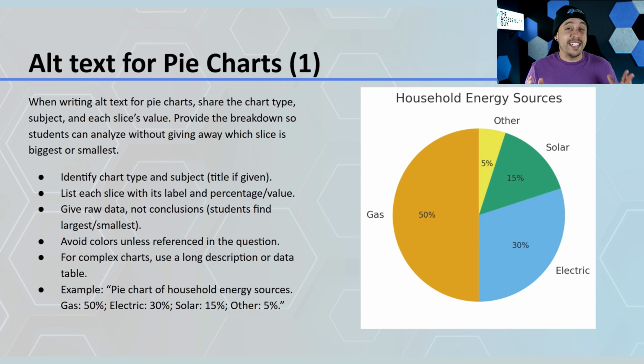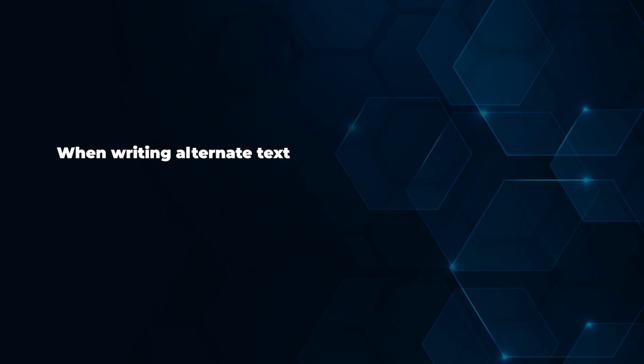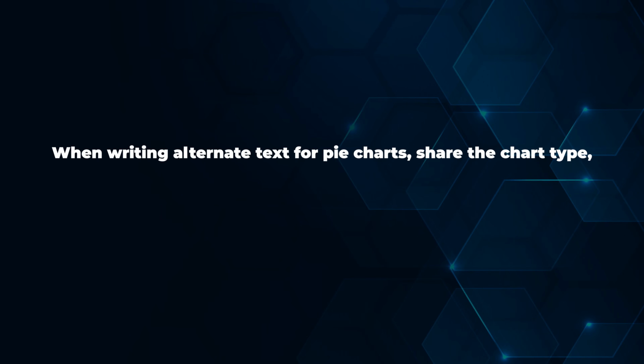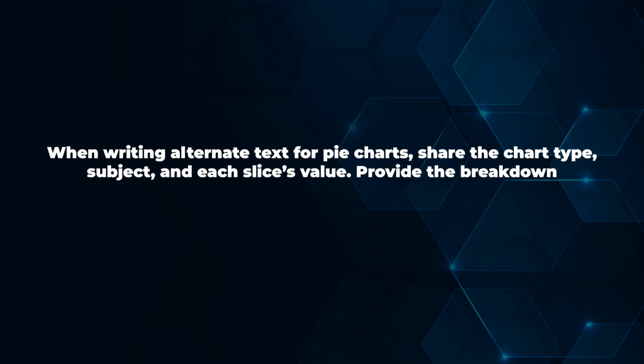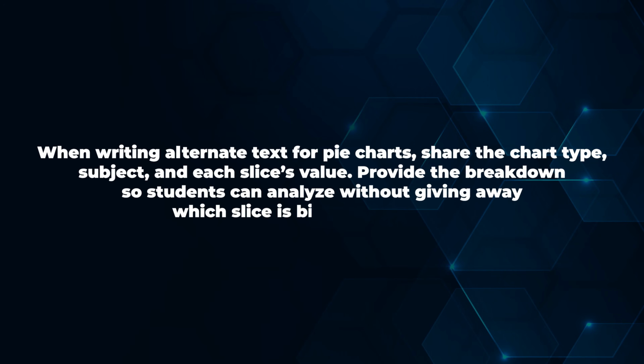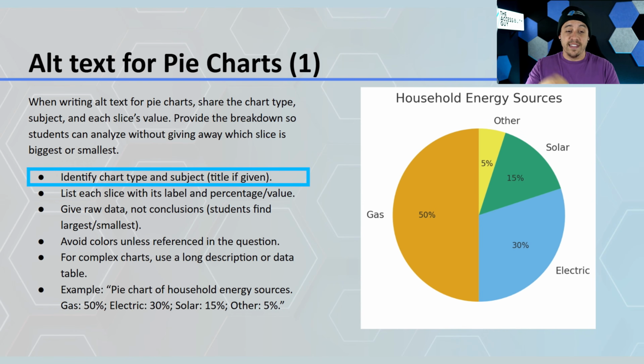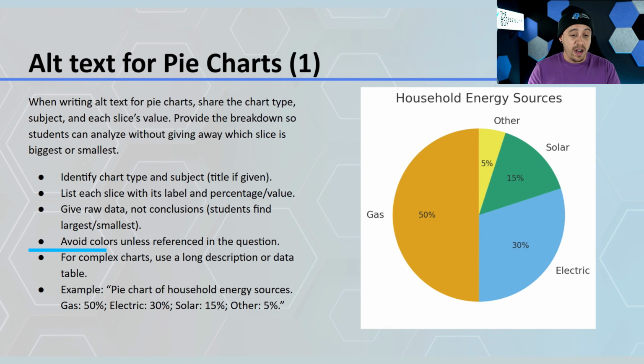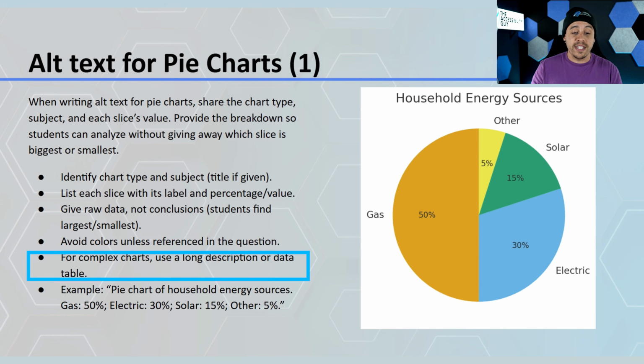What about alternate text for pie charts? When writing alternate text for pie charts, share the chart type, subject, and each slice's value. Provide the breakdown so students can analyze without giving away which slice is biggest or smallest. So identify the chart type, list each slice with its label, give raw data, not conclusions, avoid colors unless it's referenced in the question, and for complex charts, use a long description or data table.